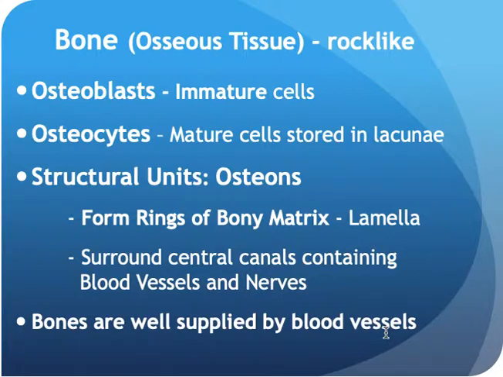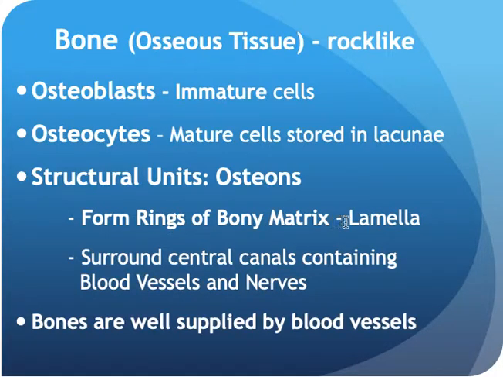Okay, so again, we get certain types of cells. Osteoblasts: osteo is bone, blast is immature cell, and osteocyte is the mature cell. We're going to have these structural units called osteons. Again, we'll come back to that in later chapters, but they form rings of the bony matrix, which are called lamella. It's almost like if you've seen someone cut a tree down and you're looking at the rings. This is what makes it so strong.